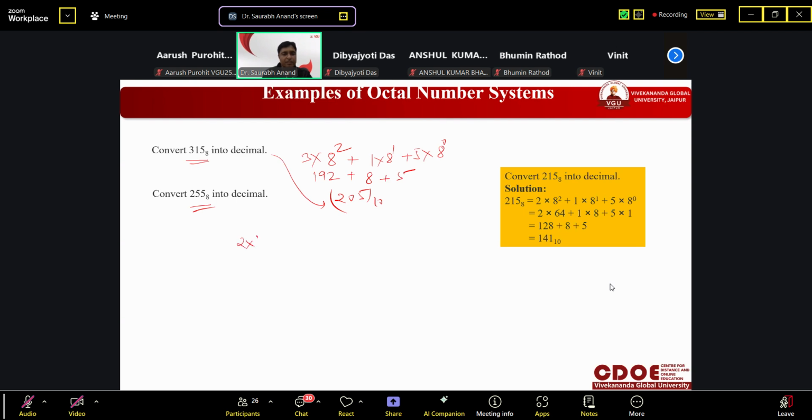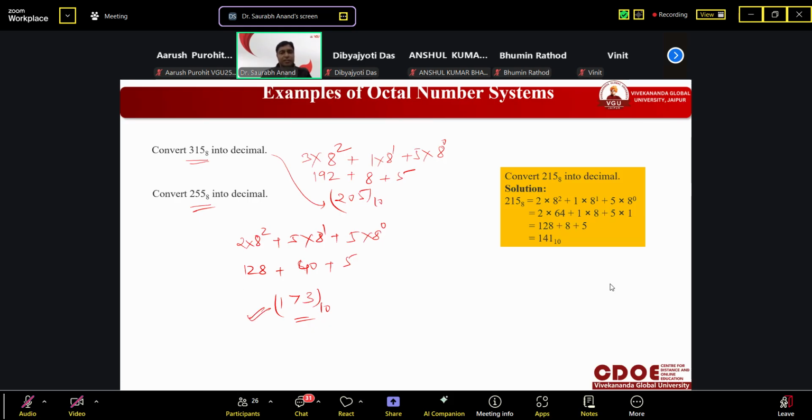Now I can write here directly 5 into 8 power 1, 5 into 8 power 0. Okay, it is 128 plus 40 plus 5. So it will be 173. Okay. So I hope you all have understood how to solve these questions.